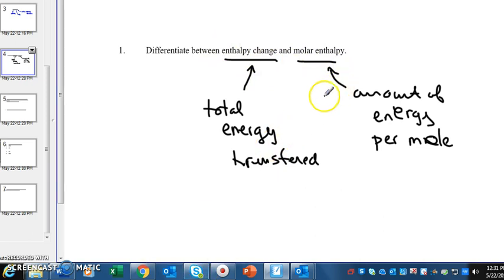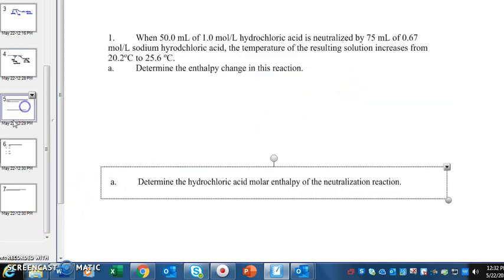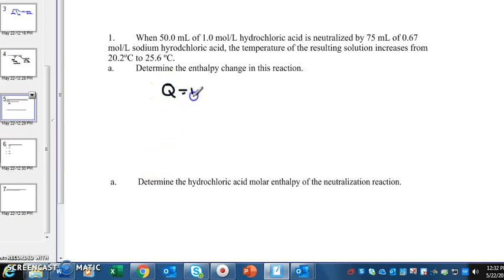This is just how much on a per mole basis. If we take a look, we've got a case where we've got 50 milliliters of a 1 mole per liter hydrochloric acid neutralized by 75 milliliters of 0.75 mole per liter sodium hydroxide. The temperature of the resulting mixture goes from 20.2 to 25.6 degrees Celsius. The enthalpy change in this entire reaction, we can figure that out using Q is equal to mc delta T.